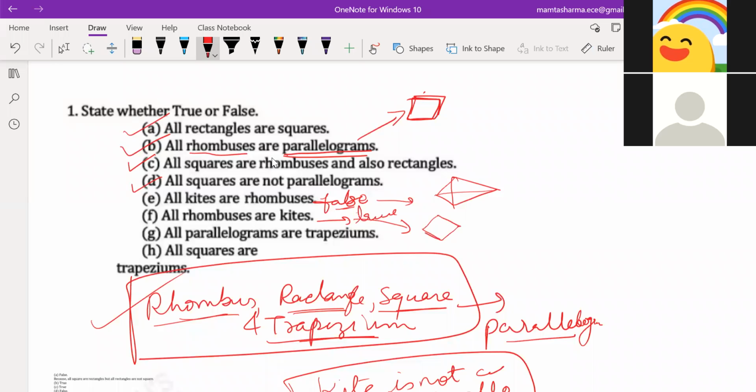See, in rhombus, all sides are equal. It also means that two adjacent sides are equal. These two sides are equal and these two sides are equal. The definition wise, both definitions are the same. So we can say all rhombuses are kite.